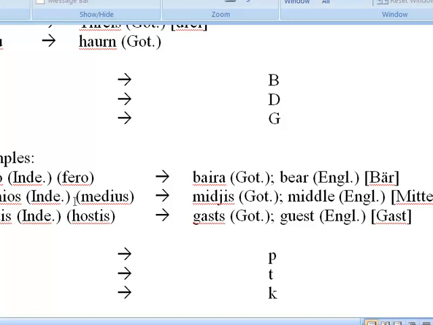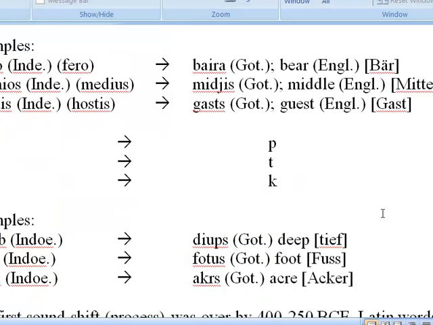Medios becomes Latin medios, and then Gothic medius, English middle, and then German Mitte. And here, and this is what I wanted to focus on, are the similarities between the English and the German based on the sound shifts. And then this one here, grostis, becomes hostis in Latin, and then Gothic gasts, English guest, and then German Gast.